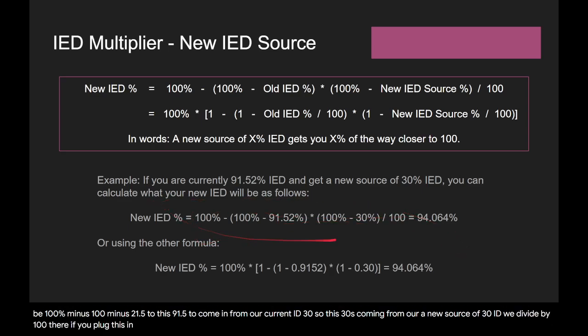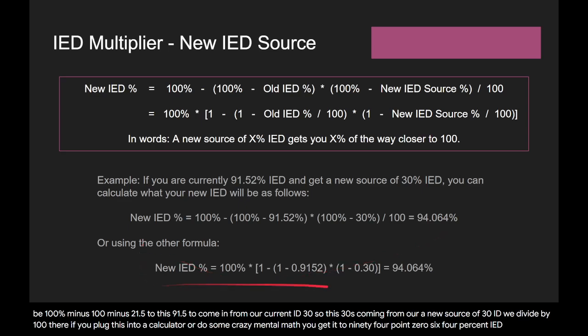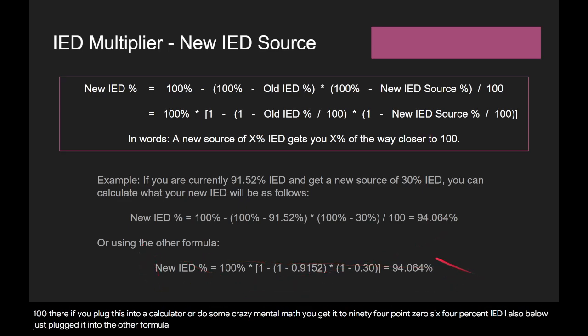If you plug this into a calculator or do some crazy mental math, you get 94.064% IED. I also plugged it into the other formula below in case you want it as reference, but of course you get the same value in the end.